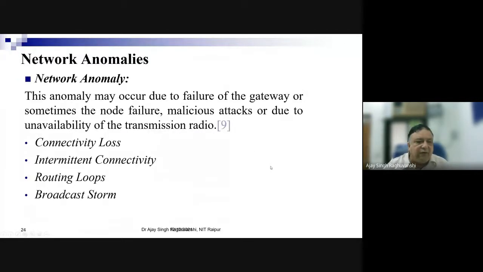Then network anomalies are the anomalies that can occur due to the failure of the gateway, and sometimes node failures, malicious attacks, or the unavailability of the transmission radio. So network anomalies normally occur because of connectivity loss, intermittent connectivity, routing loops, and broadcast storms. So these are the causes for network anomalies.